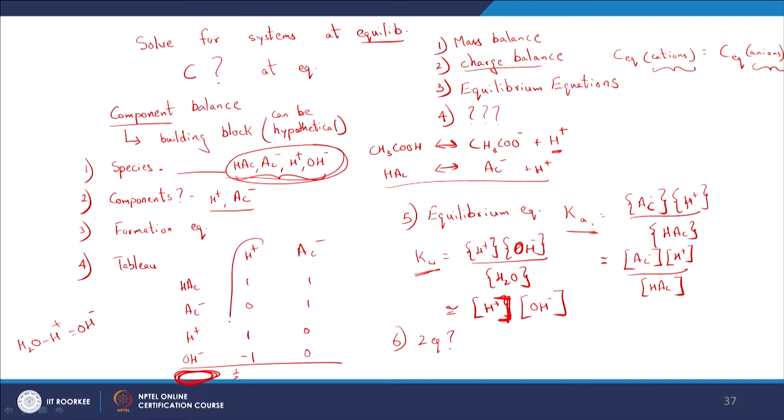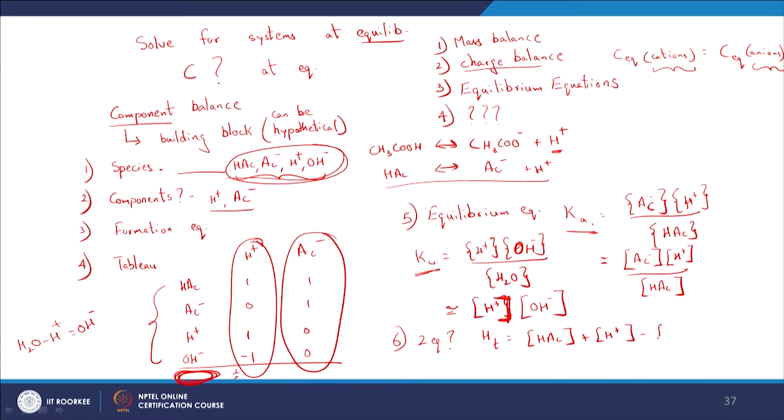If you look at this, I am going to balance the components, and whatever the transformations within the system or between the species, the total components are going to stay the same. That is the concept here with respect to component balance. So, H total equals what now? Concentration of HAc plus concentration of H plus minus concentration of OH minus.